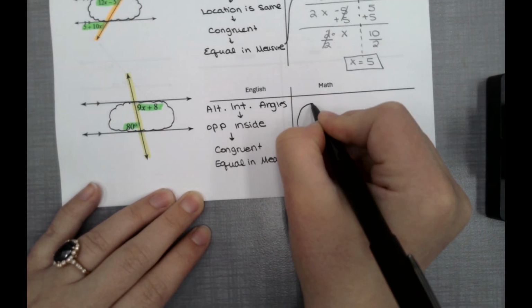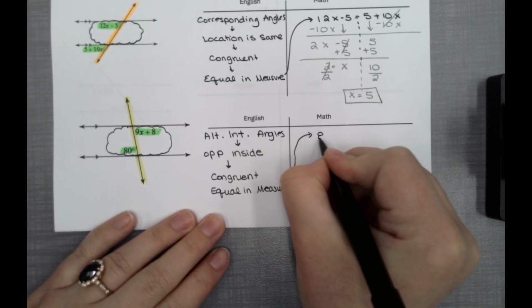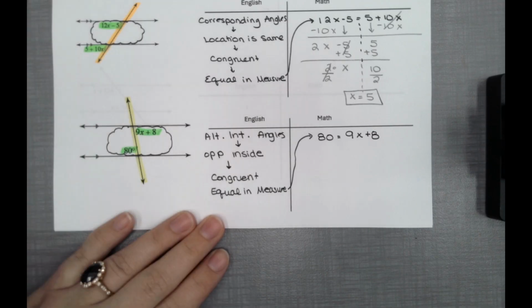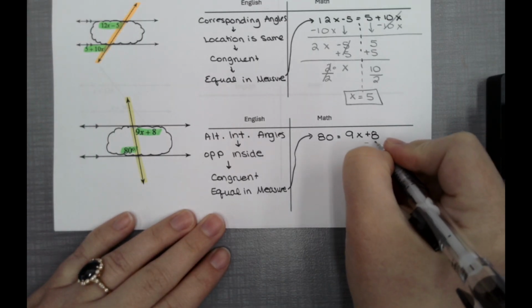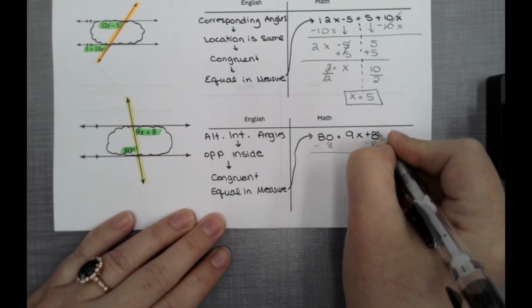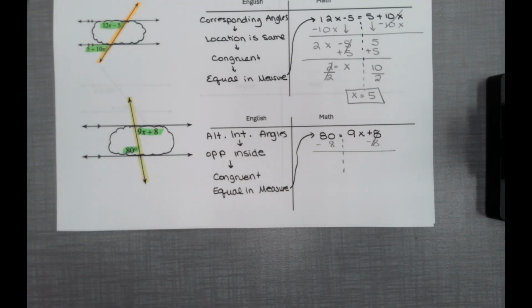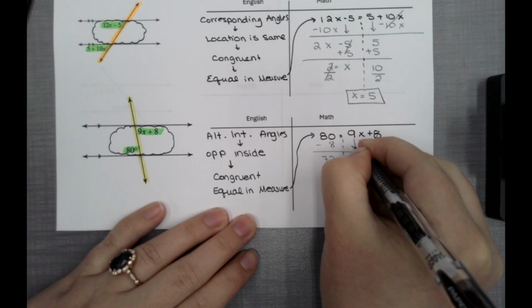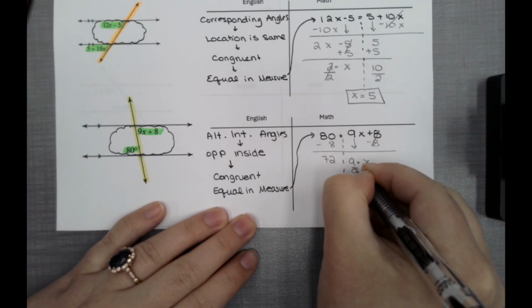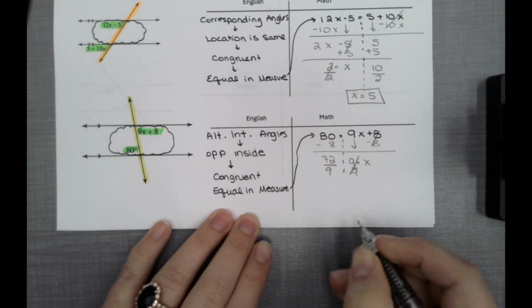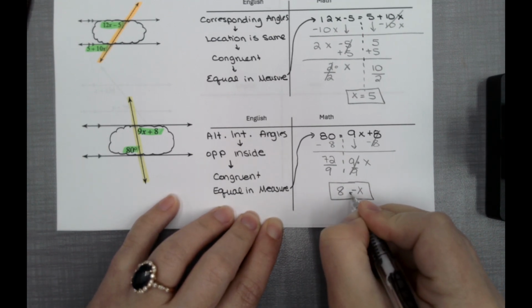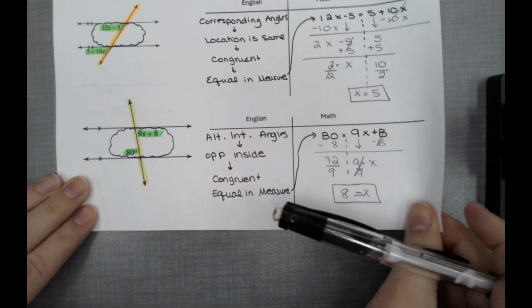So we're going to go ahead and bring that up. Congruent means equal in measure, so we're going to set these equal to each other. I'm going to subtract 8, dotted line for balance. 80 minus 8 is 72. Bring down the 9 times x. Divide by 9. Divide by 9. X is then equal to 8. Okay, moving on to our next question.